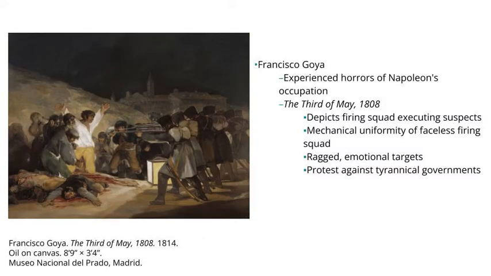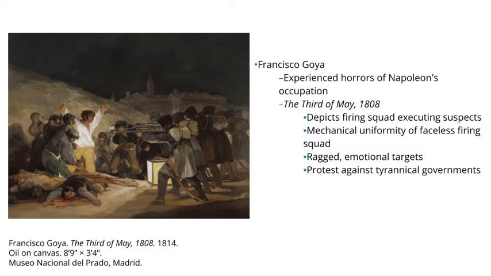Now, still thinking about how during Romanticism people were very preoccupied with current events in their art, we come to Francisco Goya, who made this piece, The 3rd of May, 1808. It was made because Goya himself experienced the horrors of Napoleon's occupation. Under Napoleon's occupation, there were all of these firing squad executions, and that's what's being depicted here. There's a firing squad executing suspects, even though there's not necessarily a full amount of evidence to prove that they should be executed.